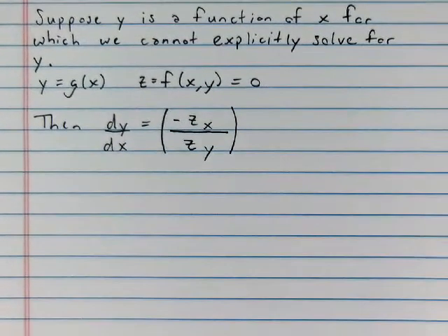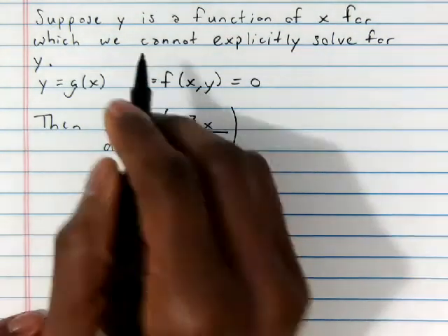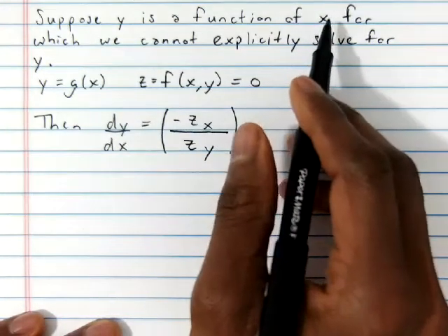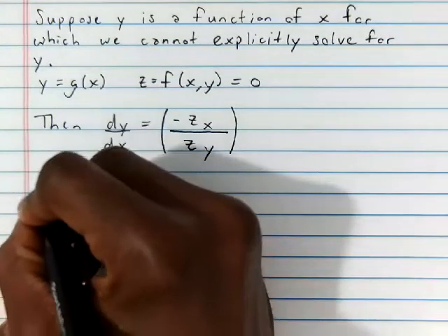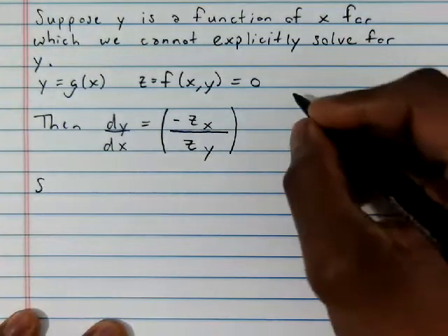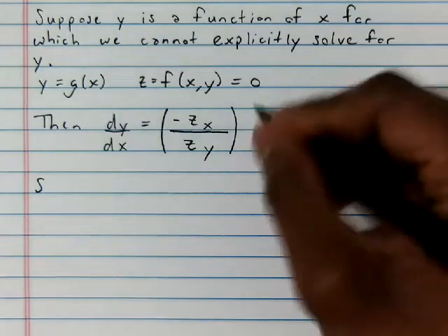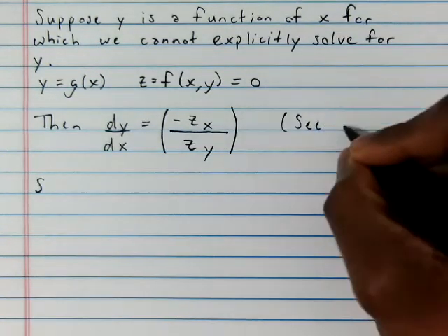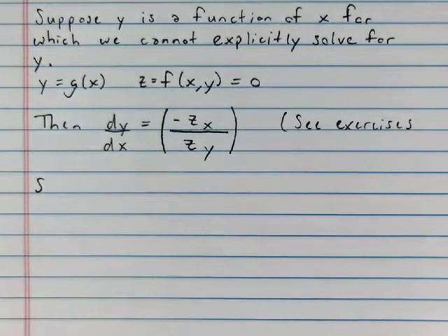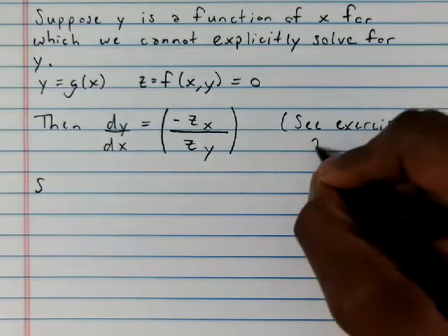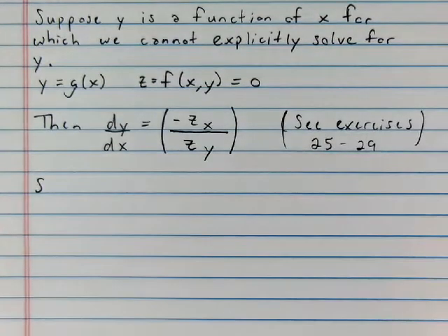And we can also do that with a function of two variables, because we said y is a function of x. So suppose we had z as a function of x and y, and we can't solve explicitly. Before I go on, let's see which problems in the textbook this refers to. For this, you will see exercises 25 through 29.